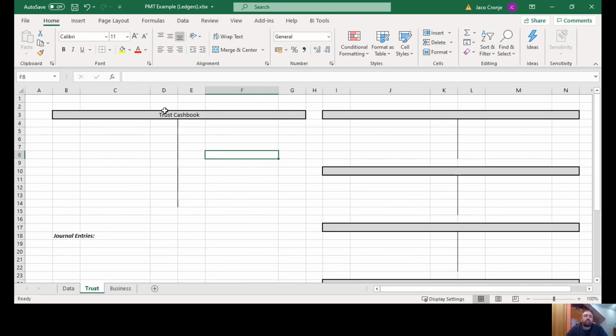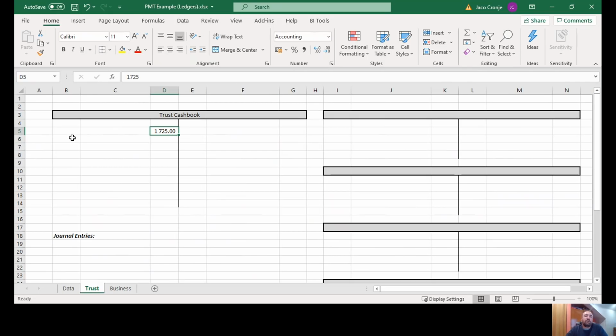So on the 15th of June, the client paid it into my trust. So is there now a flow of cash? Yes or no? The answer is yes. So my trust cash book is an asset. Because it's an asset, it will increase on the debit side. So there will be an amount of 1725 that comes in on the debit side.